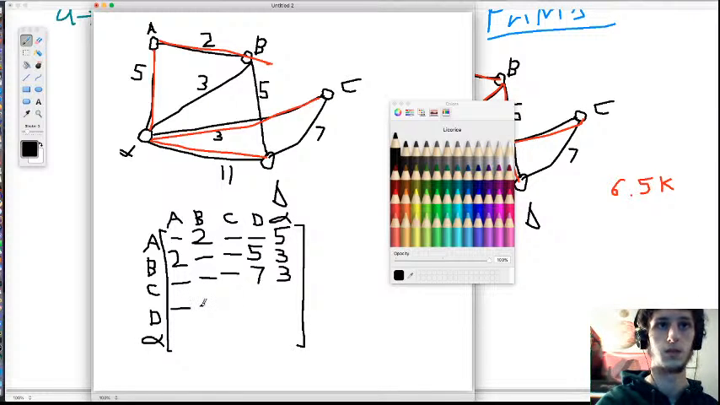Can reflect this, B and D. Yeah, you know what? Reflecting it is way easier. Does D connect to alpha? It does, with 11. Alright, and now we just reflect everything. Let's do that.